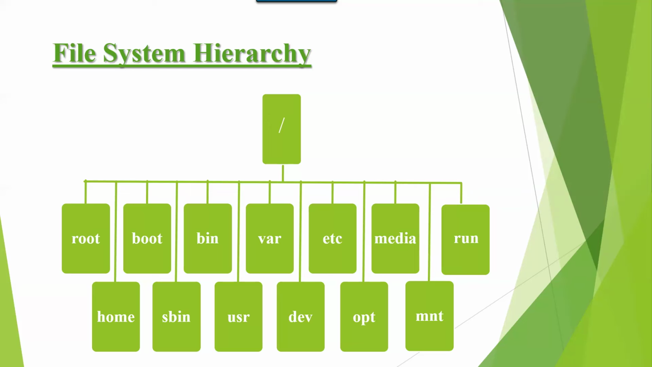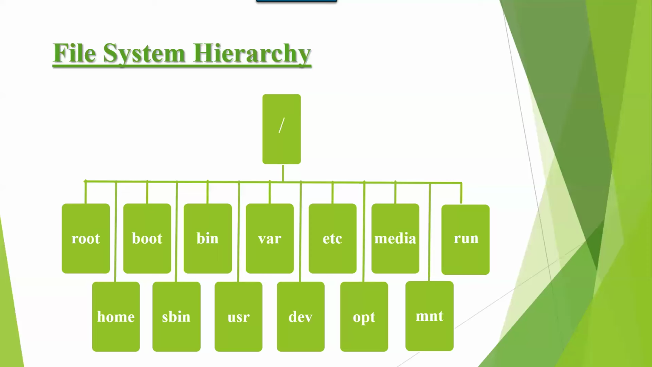I'm repeating all the directories one more time. Forward slash is the parent directory or top level directory in Linux. It is similar to C drive in Windows. Under forward slash, we have subdirectories, like subfolders. The first subdirectory under forward slash is root. Root is the home directory for the super user. Super user means administrator. If you log in as a super user and create any files or directories, the data is stored under root.